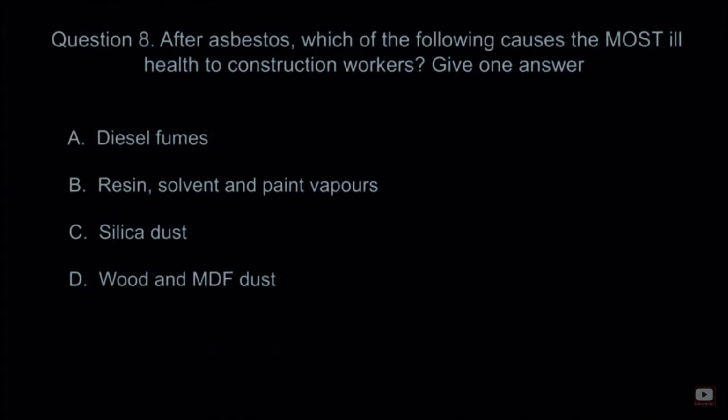Question 8. After asbestos, which of the following causes the most ill health to construction workers? Give one answer. A. Diesel fumes. B. Resin, solvent and paint vapours. C. Silica dust. D. Wood and MDF dust. The correct answer is C. Silica dust.